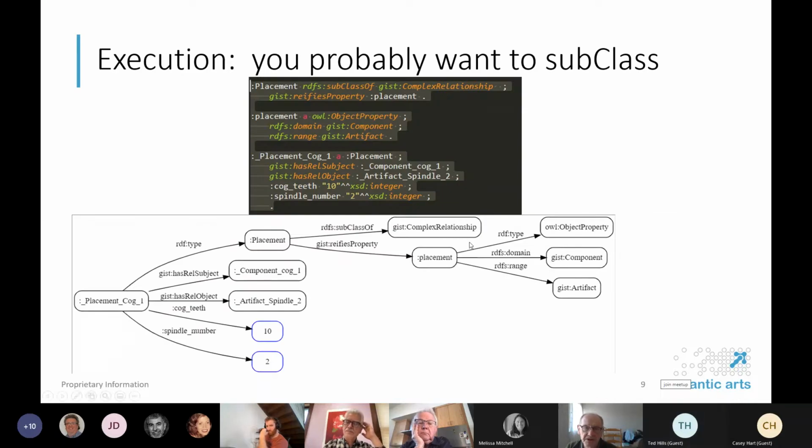And in the same way that I demonstrated the temporal relationship, here's an illustration of a complex relationship, which is looking at the placement of a cog on a spindle, the cog having 10 teeth, it being spindle number 2. Something very similar to what we saw in the picture earlier.